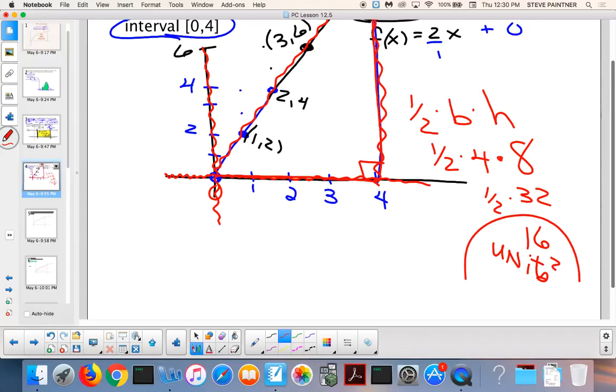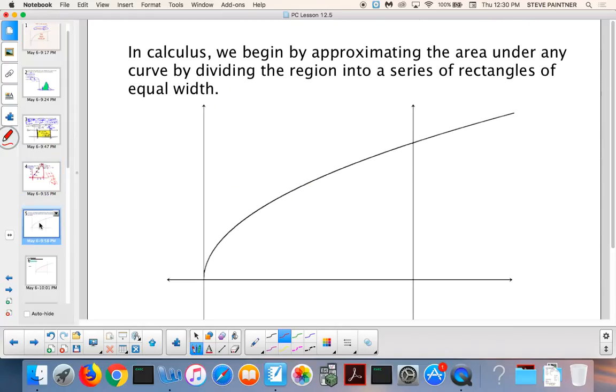Good? Confusing at all or what? Nope. Why? Because we've done all of it. It's a triangle. That's why. How many of these are on the test? 0. Let's keep going.